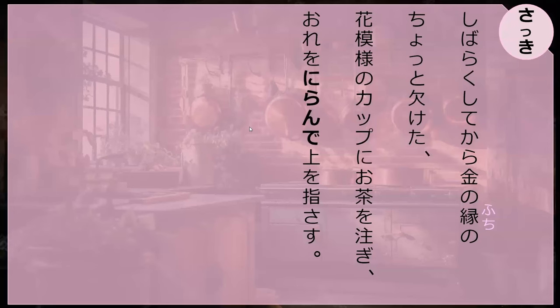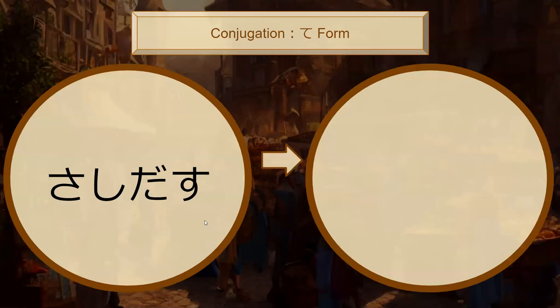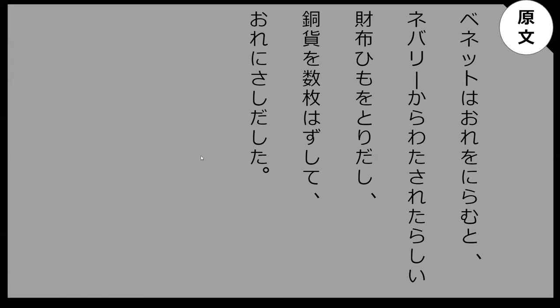What does niramu mean? Niramu is to glare. Right. Yeah, I just gotta throw it in a lot of times because it's a really hard word for you. Sashidasu. It is like to take something out of your bag, right? Make something appear out. And sasu is normally like to point a lot of the times, or to indicate something. So sashidasu is used to mean to hold out or to present something to somebody. You're taking something out and trying to indicate it to someone somehow. What is the te form of sashidasu? Sashidashita. Okay.